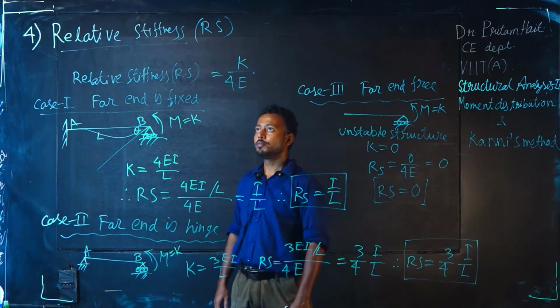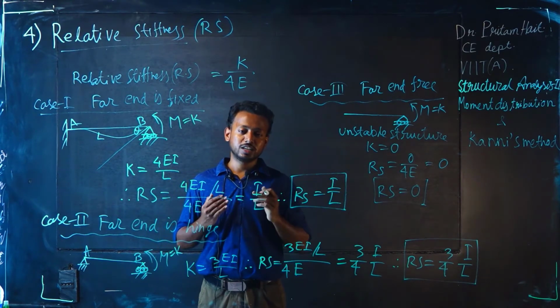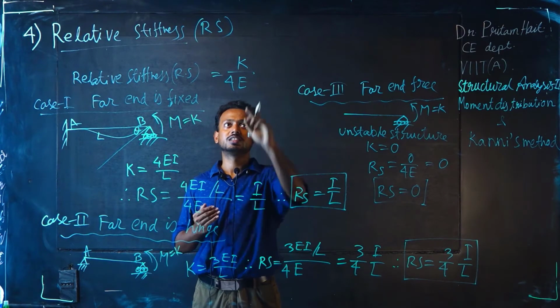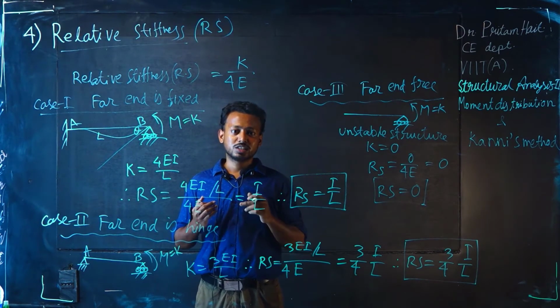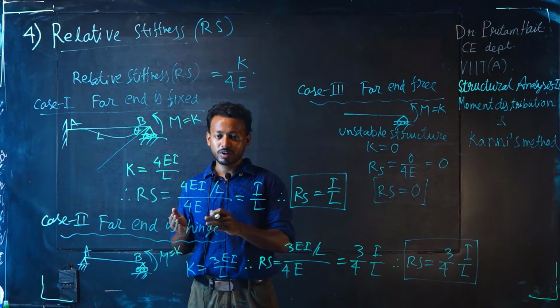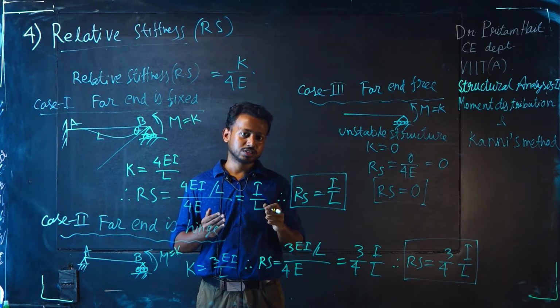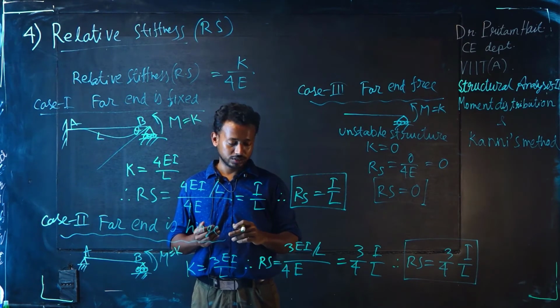Now come to the relative stiffness. What is relative stiffness? Relative stiffness can be calculated as K by 4E. In other words, the ratio of stiffness of the actual member divided by total stiffness is called relative stiffness.